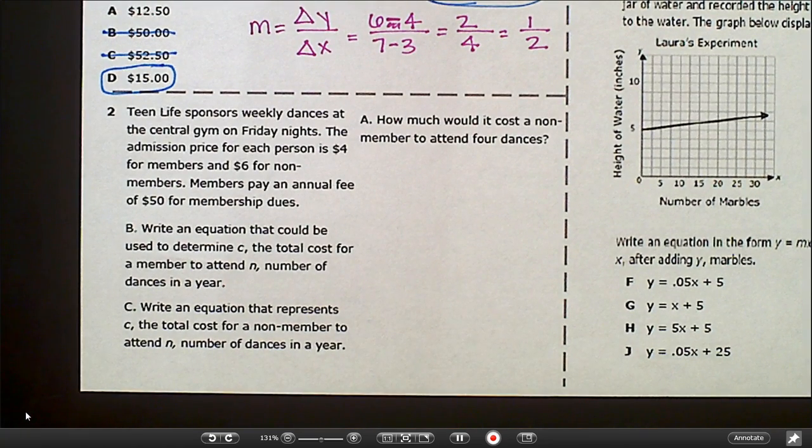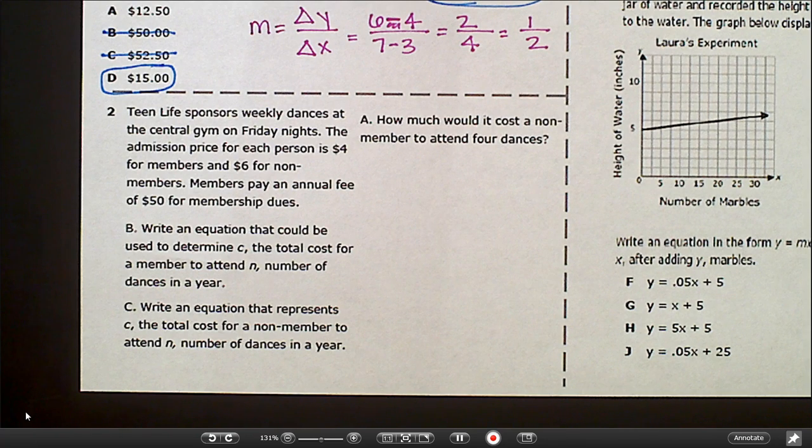This one has several parts, so I'd like to break it up and make sure that I'm checking and helping as much as I need to in between each part. So Teen Life sponsors weekly dances at the Central Gym on Friday nights. The admission price for each person is $4 for members and $6 for non-members.